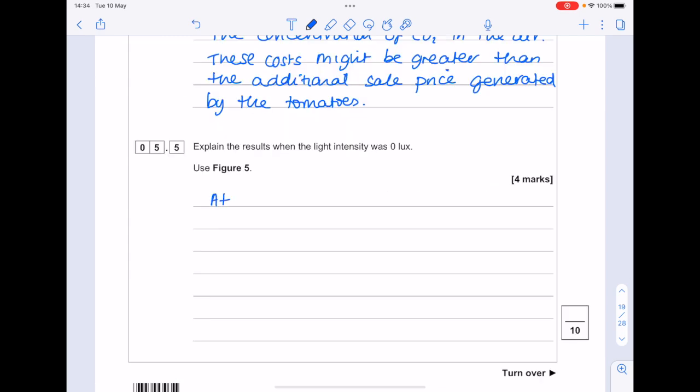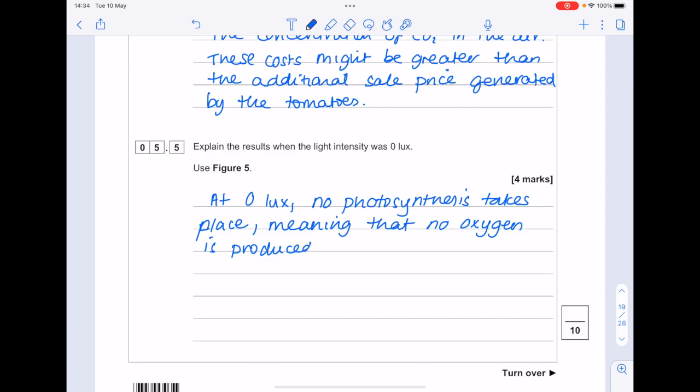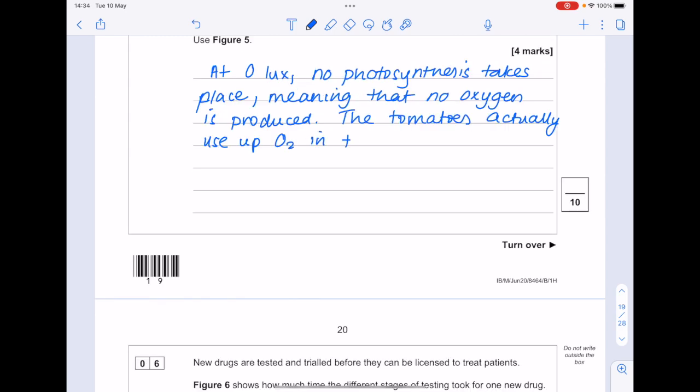So let's write a scientific explanation. At no light intensity, no photosynthesis takes place, meaning that no oxygen is produced. The tomatoes actually use up oxygen in their respiration, meaning that there is a net loss in oxygen overall.